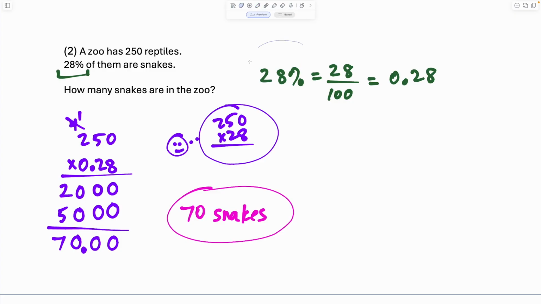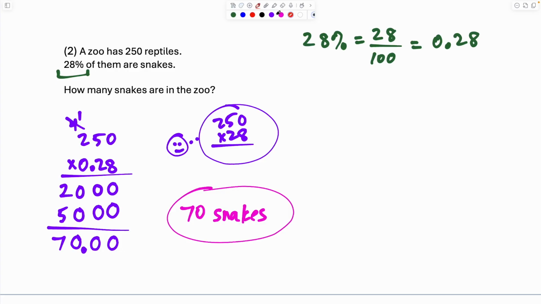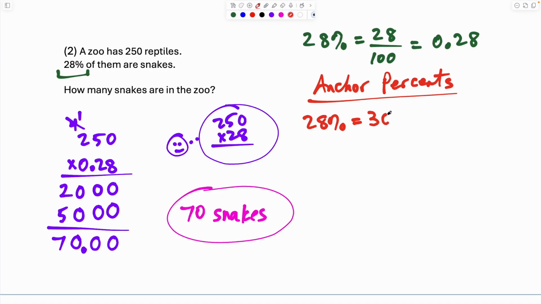Now, before we move on, I just want to show how to do this question using anchor percents. The idea being that in math, it's good if you can do a question more than one way. That really helps you understand the bigger ideas. So let's see how we could do this with anchor percents. If I want to build 28%, I'm going to do that by taking 30% minus 2%. So first, let me start with 10%. I'm going to take 10% of 250.